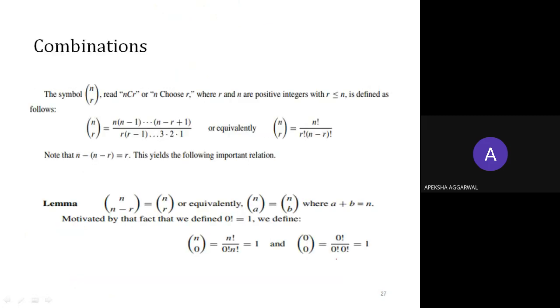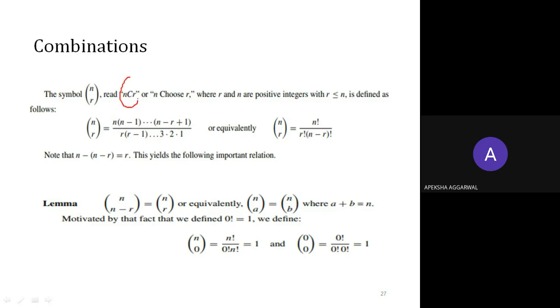Okay, if you have any doubt, just stop me right away. Okay, so permutations and combinations you have already studied in maths, but here I'm just going to give you a quick overview of combinations.